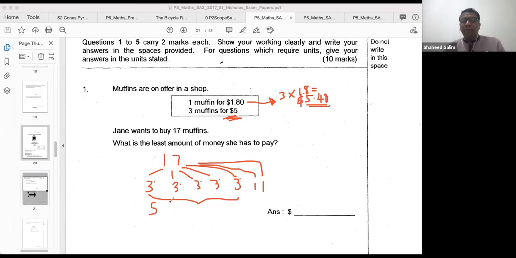So 5 times 5 first. 5 times 5, $25. You know, Mr. Putra. This is for 15. And then you're going to buy 2 of this. So 1.80 times 2, how much you get? $3.60. Am I correct? 360, yeah? Then you plus them together. $25 plus $3.60. How much you get? $28.60.